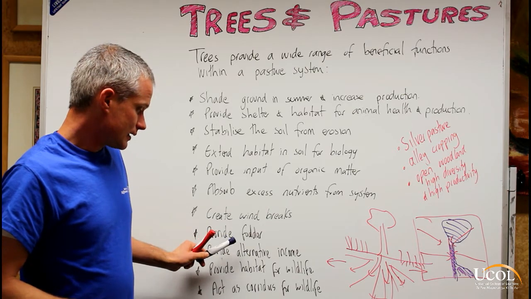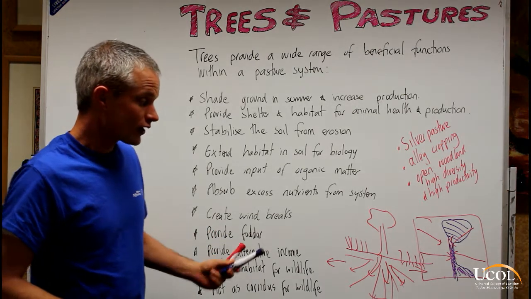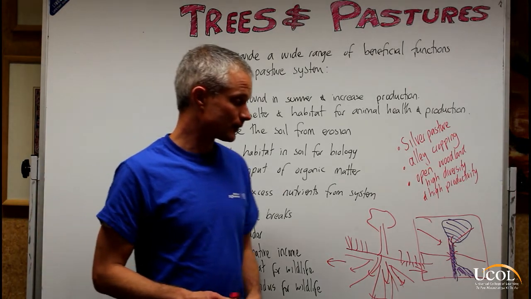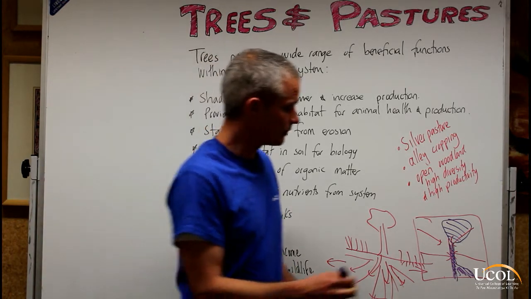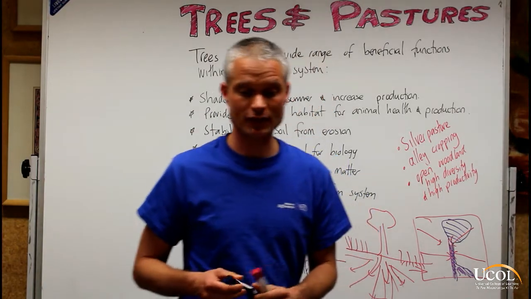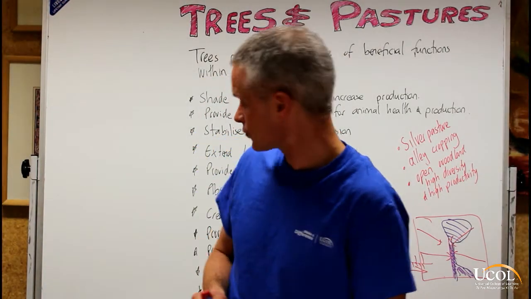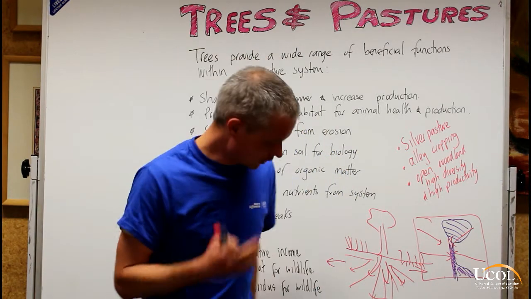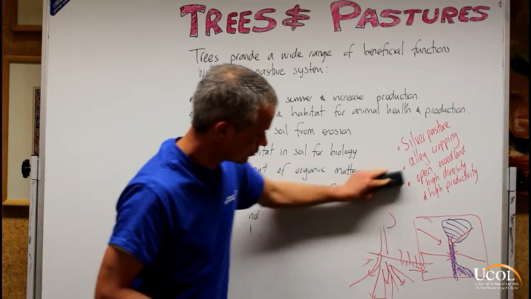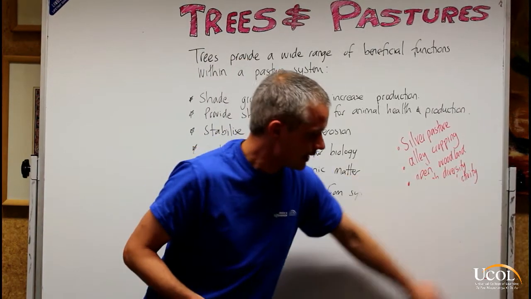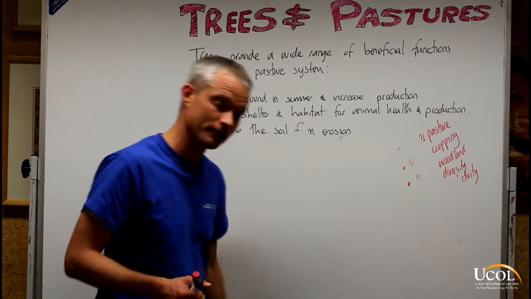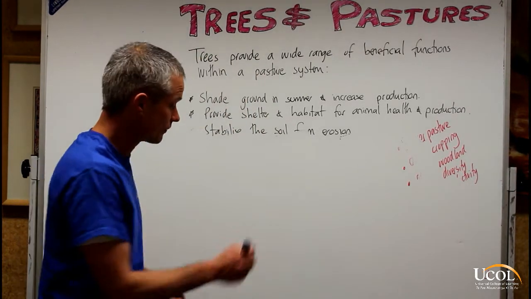And the other one is really an alternative fodder for the animals and an alternative income. It's particularly a benefit along fence lines. So if you have a windbreak, for example, which is planted out with trees, it's a benefit along the fence line of that windbreak to plant edible trees that the animals can browse upon as a supplement to the feed that they're getting off the pasture.